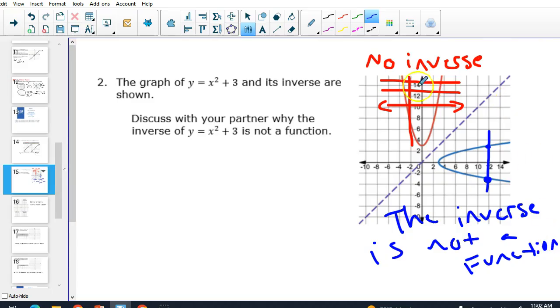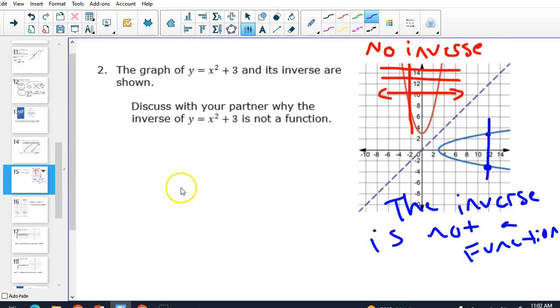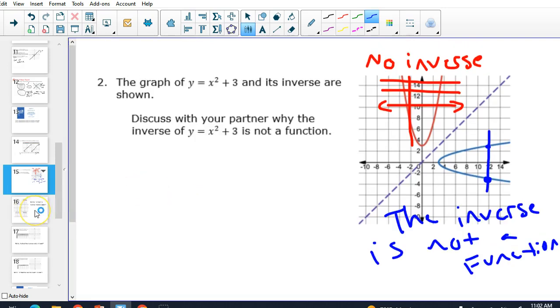What that means is, because we failed the horizontal line test on the original function, we're going to fail the vertical line test on the inverse. Because we're switching the x and y, it changes whether we fail the vertical or horizontal. Okay? Alright.